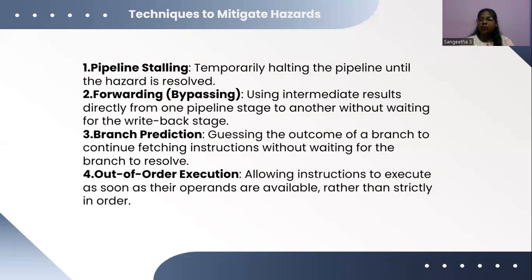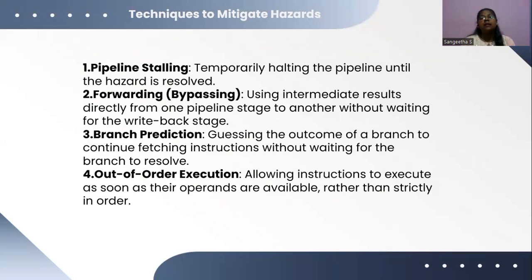What are the techniques to overcome the problems of pipelining? Pipeline stalling, temporarily halting the pipeline until the hazard is resolved. For example, when a data hazard occurs because the same register is used in both instructions, one of the instructions has to halt and wait until that hazard is resolved. That is one of the techniques to overcome the hazards of pipelining.